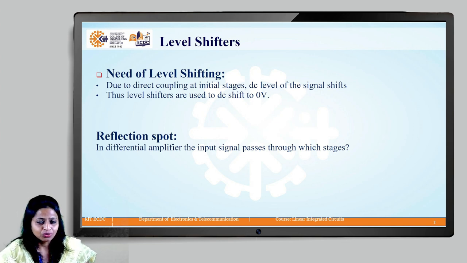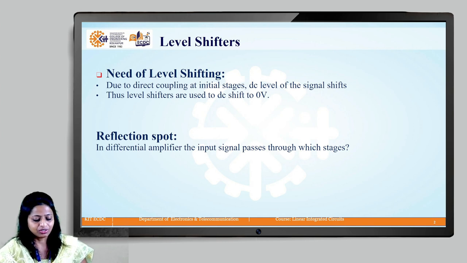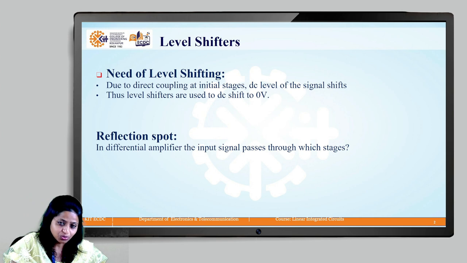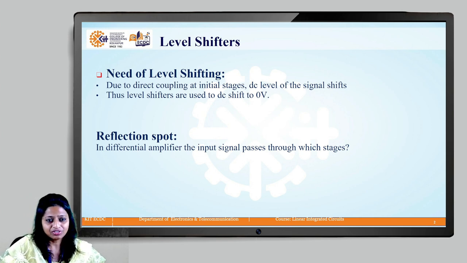Welcome back. So, I had asked you a question that in differential amplifier, the input signal passes through which stages? The input signal will first of all go through the input stage that consists of dual input balanced output differential amplifier, followed by a dual input unbalanced output differential amplifier. Now, due to the direct coupling between the initial stages, the DC level of the signal gets shifted from its reference, that is from 0 volt, and therefore in order to reduce that DC shift, we need the level shifting circuits. So, let us start with the various level shifting circuits that we can use.